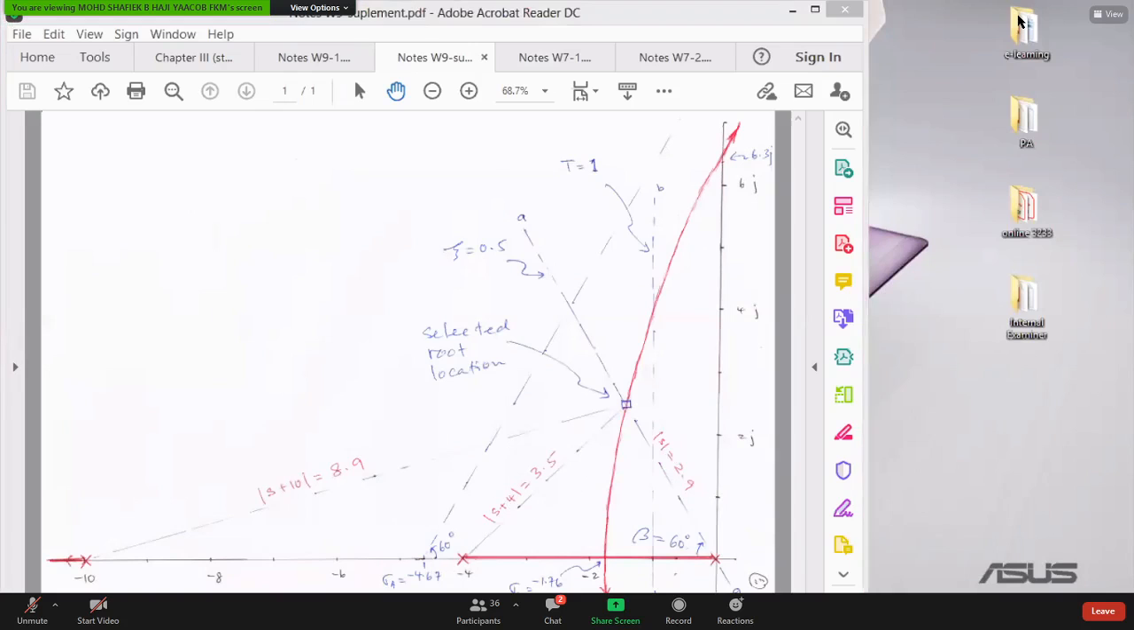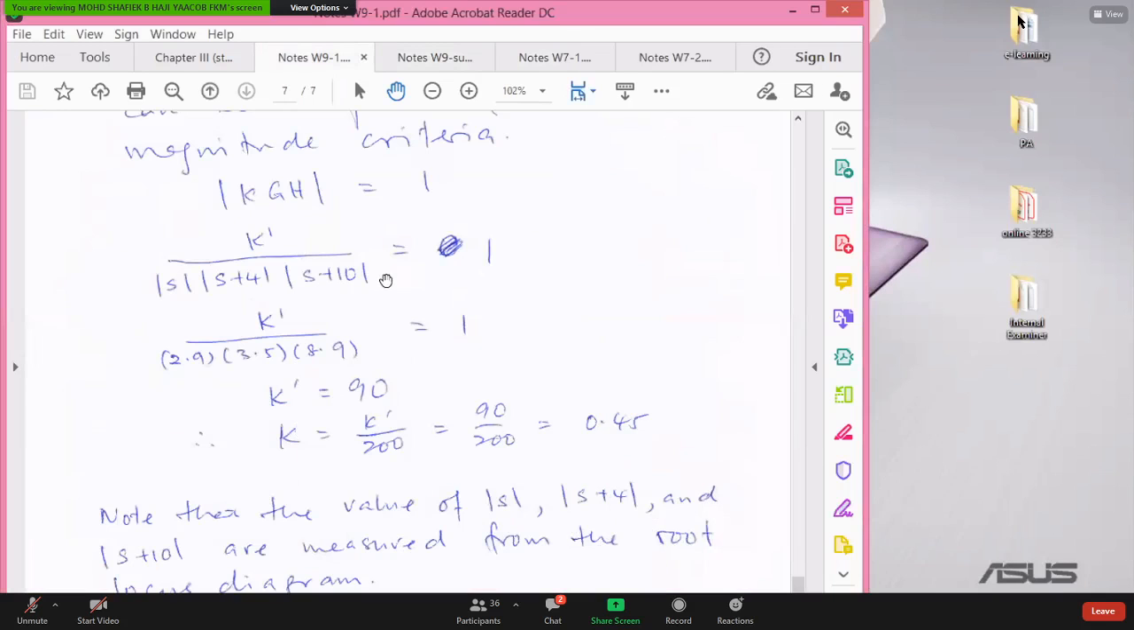And then we need another one, s plus 10. This is s plus 10.